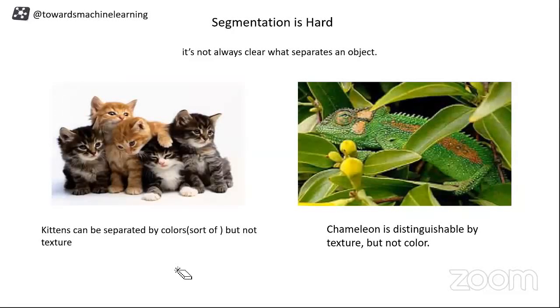It's something different. This is something hard. If you see this, there are multiple kittens inside this image, and if I ask you to differentiate between them, what will you say? You might say let's differentiate based on the colors. You might say that this has a slightly different color than this, and you will be able to say that this is a different kitten and this is a different kitten.